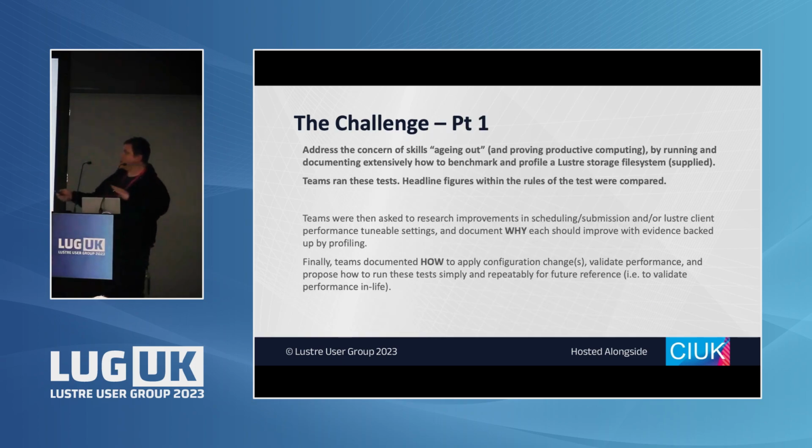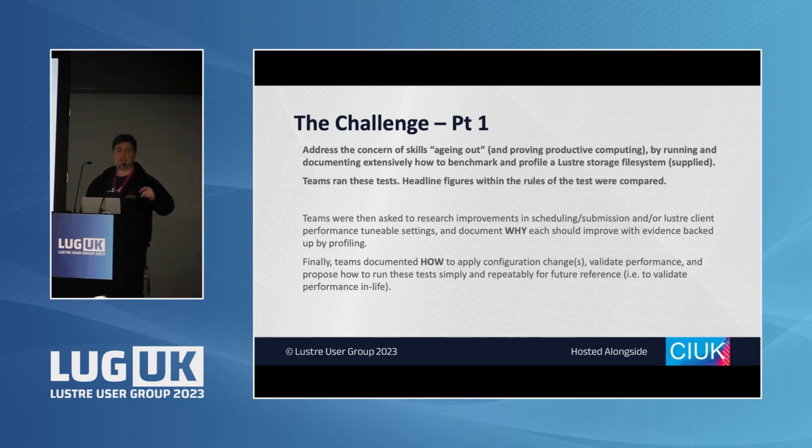So the challenge was split into two, and there's a lot of words here, but I won't go into too much of it. We're talking about addressing the risk of skills aging out. That means that we prove productive computing by running and documenting extensively how that works. Each team ran a set of tests with some instructions to get them started, effectively running IOR and MDTest. After that, they were asked to document extensively how they ran that, bit by bit.